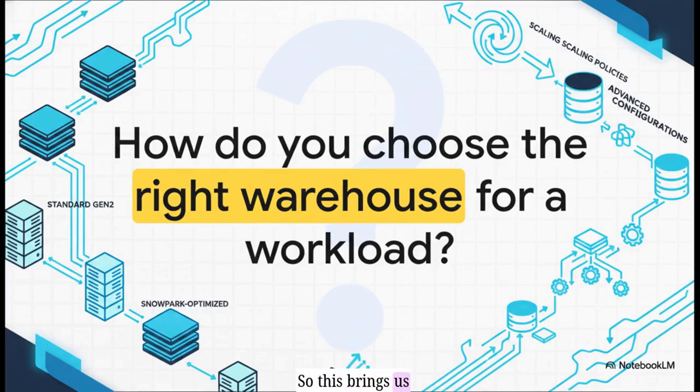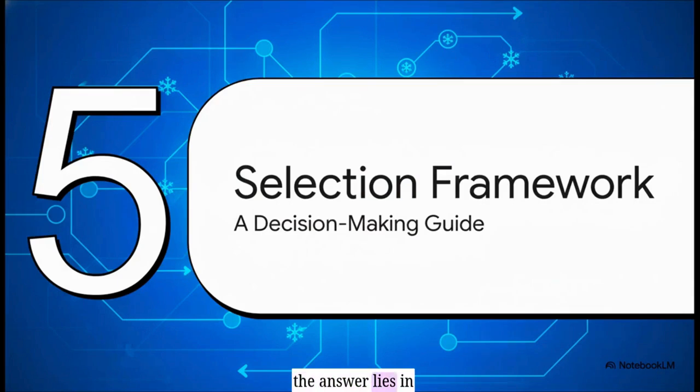So this brings us to the central architectural question, right? With this whole rich toolkit of warehouse types, scaling policies, and advanced configurations, how do you systematically choose the right combination for any given workload? Well, the answer lies in a structured decision framework. We can take all of this information and synthesize it into a repeatable process that guides architects to the optimal compute configuration every single time.